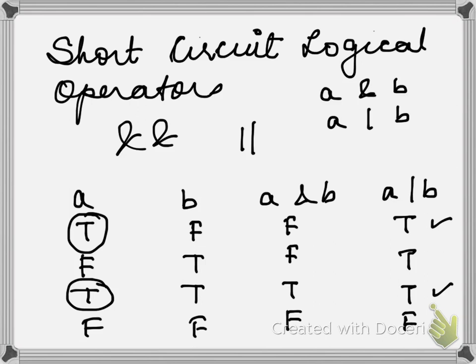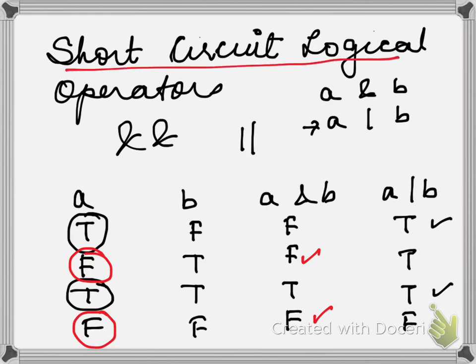And in case of, I am talking about the or operator. In case of the and operator, if the first operand is false, then the result is definitely false. I don't even have to check the second operator B. So the short circuit logical operators make use of this particular property. That means I will not check the second operand.